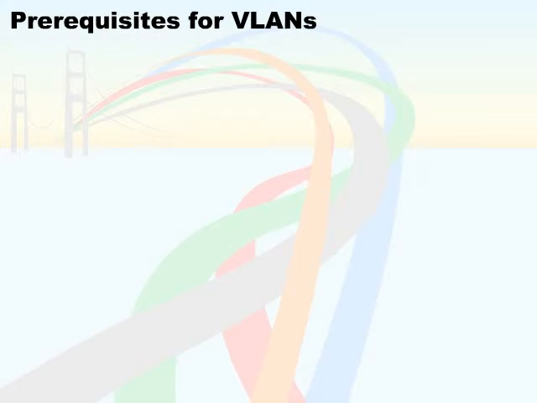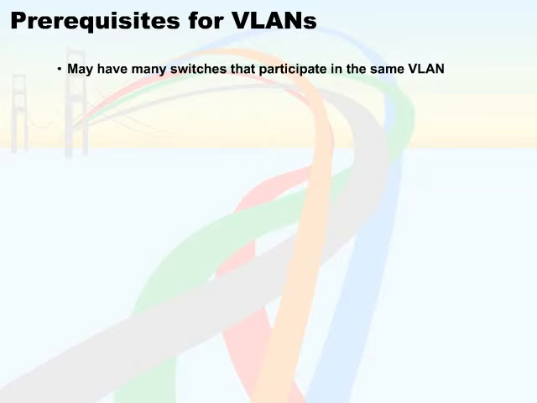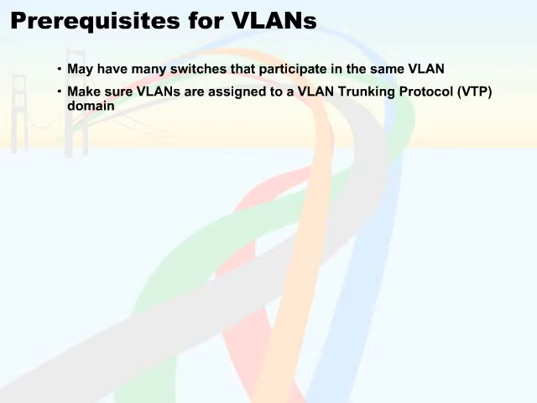The first thing that we have to do is identify the prerequisites for VLANs. Now, when you configure VLANs, you have to think that VLANs may go end-to-end in your campus. You may have many different switches that participate in the same VLAN, and thus, we need to make sure that VLANs are assigned to what's known as a VLAN trunking protocol domain.